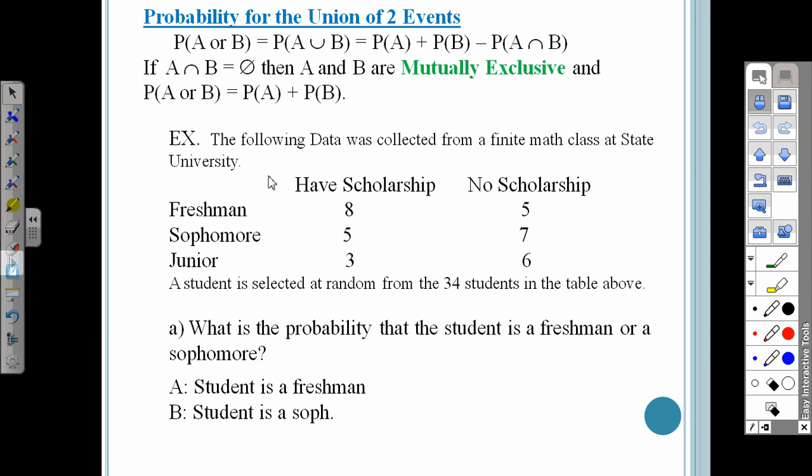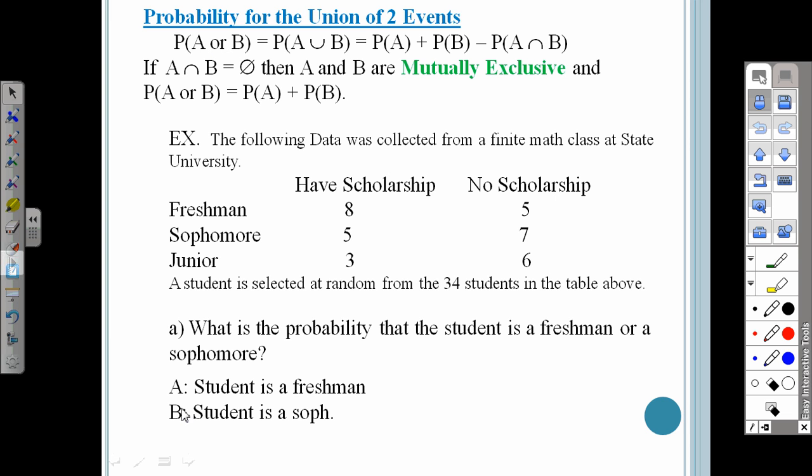So let's do an example here. The following data was collected from a finite math class at State University. We've got freshmen, sophomores, and juniors, and we have students that have a scholarship, and some students that do not have a scholarship. There are a total of 34 students in the table above, and we're going to pick a student at random from these 34 students. We want to find the probability that the student is a freshman or a sophomore. So that's going to be this union of two events, probability of A or B.